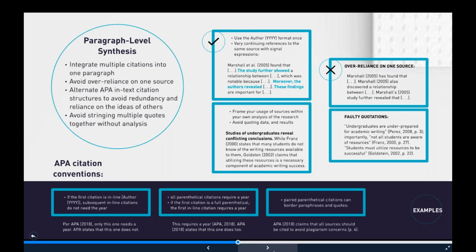Paired parenthetical citations can also border paraphrases and quotes. So you're kind of sandwiching the information, indicating for the reader what belongs to another author. So I can cite APA in the year before the paraphrase, and I can put the page number at the end of the sentence. This is really helpful for the reader.